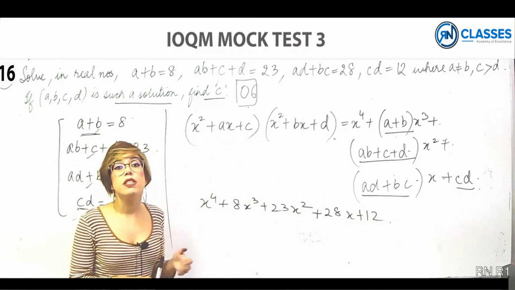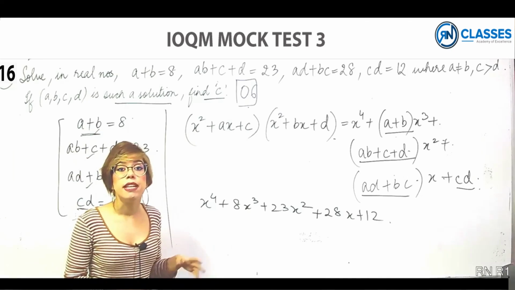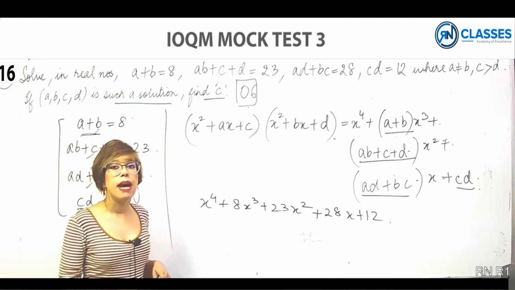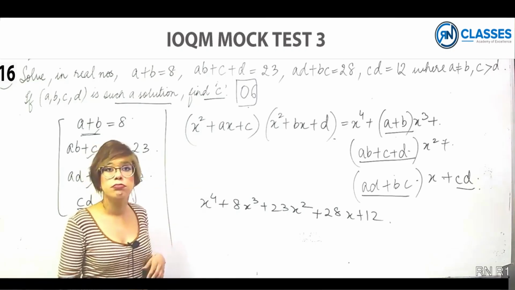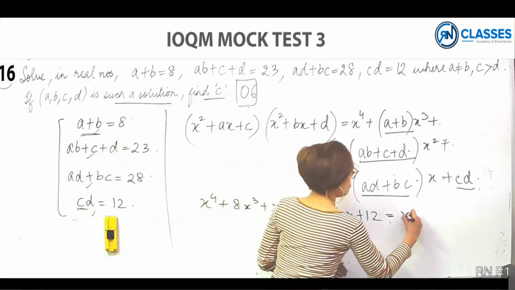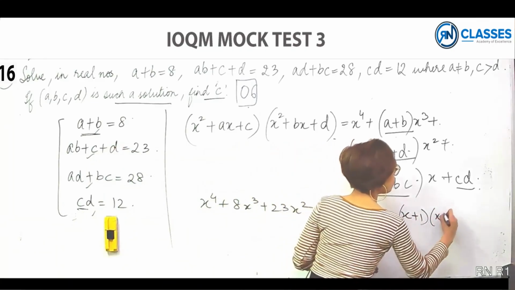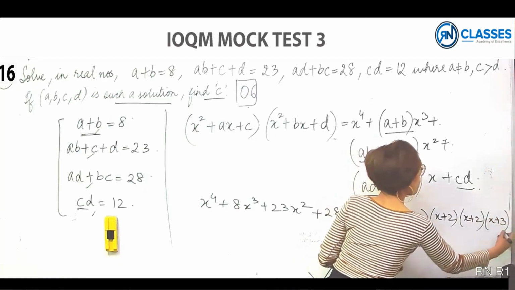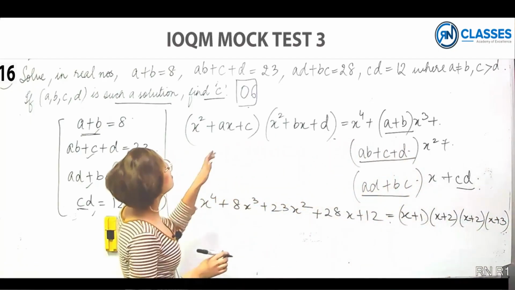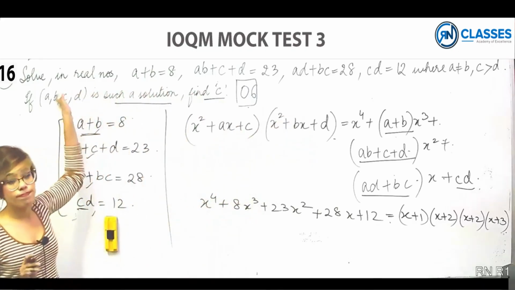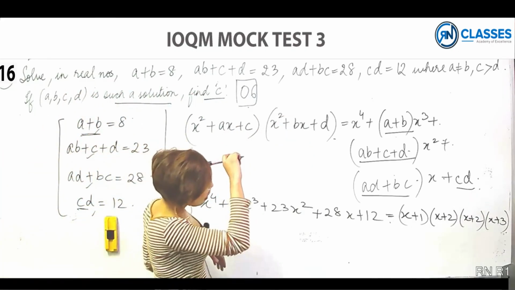Why? Because this is easily factorizable. Minus 1 is the root. I should say the zero. Minus 1 is the zero. Minus 2 is the zero. Minus 3 is the zero. This can be written as x plus 1 into x plus 2 into x plus 2 into x plus 3. Why have I written it like this? Because I am interested in the values of A, B, C and D. Cool?